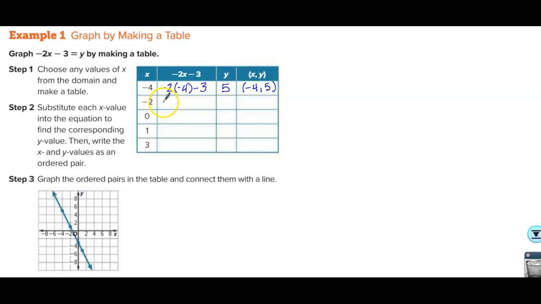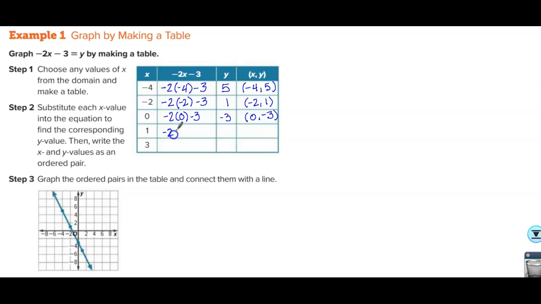This value is the x value, this is the y value. All right, now I'm going to substitute negative 2 for x. Negative 2 times negative 2 minus 3. This is positive 4 minus 3 would be 1, giving me the point negative 2, 1. And you continue to do this, negative 2 times 0, minus 3. This would be 0, minus 3 is negative 3. This gives us the coordinate point 0, negative 3.